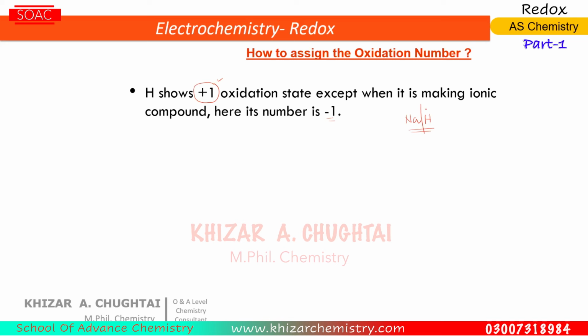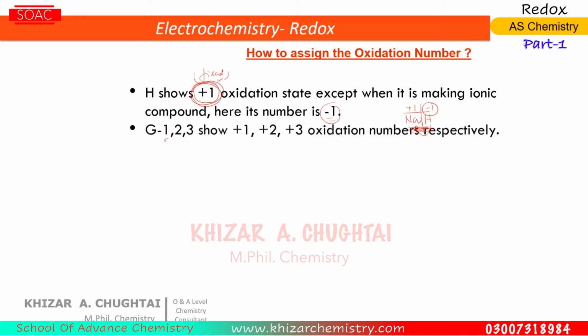And sodium hydride, here the hydrogen has -1 and sodium has +1. In this case, when hydrogen is attached to a metal, with no non-metal present, it has -1. But in most cases, in all covalent compounds, it is fixed. Its number is equal to +1.